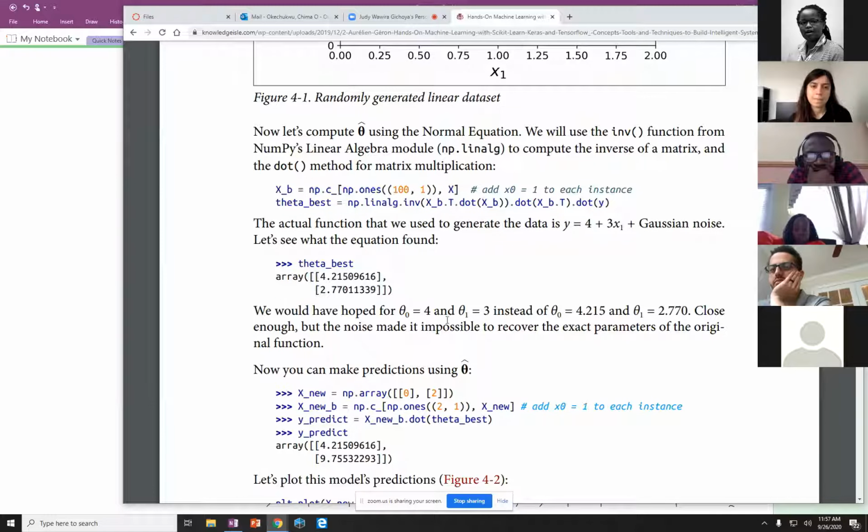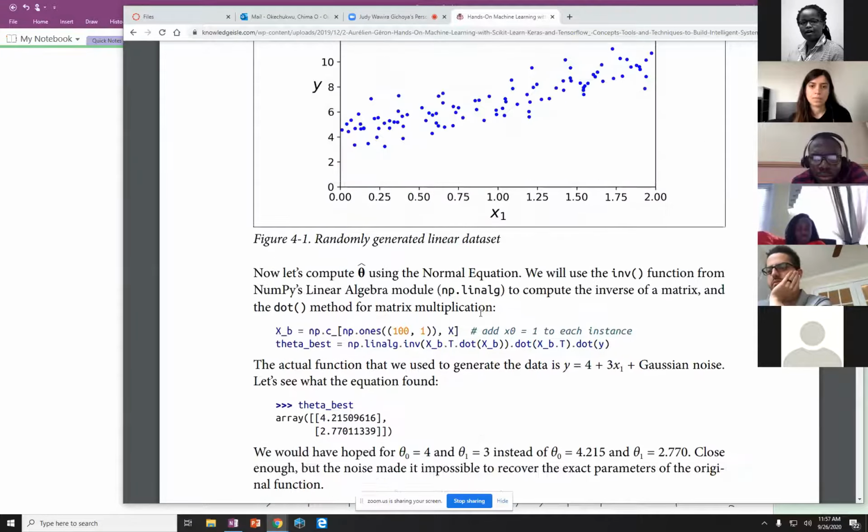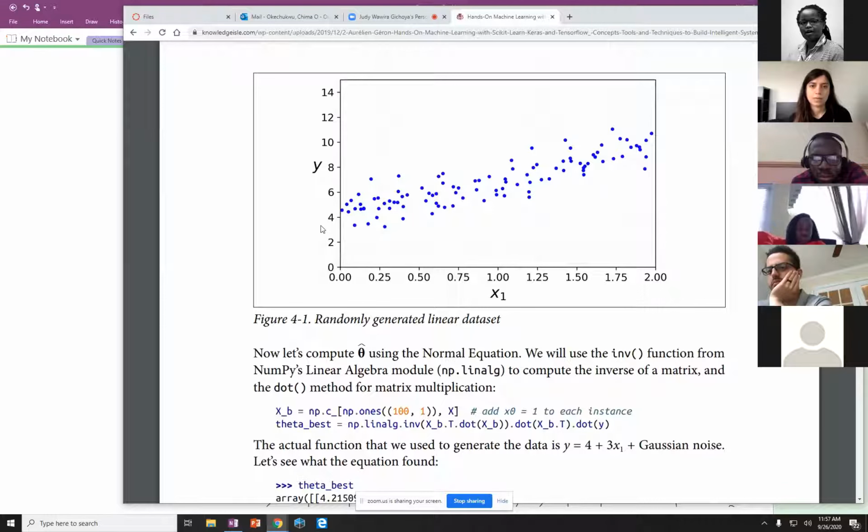Now this is a very good estimate because the original value of theta 0 was 4, and the original value of theta 1 was 3. And you can see that here, the y-intercept is somewhere around 4, and the gradient is somewhere around 3 as well.